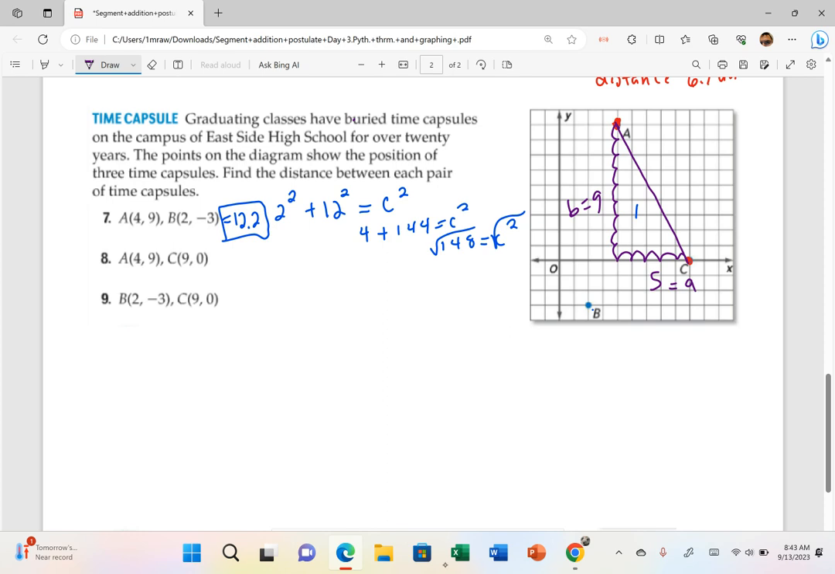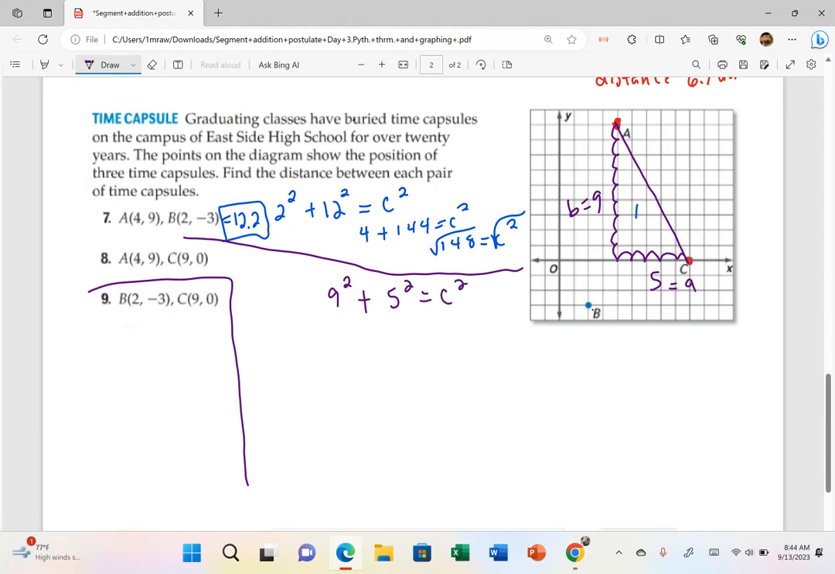So for this one, I'll try and do some work down here. We're going to do 9 squared plus 5 squared equals our distance C squared. So that's 81 plus 25 equals C squared. And that gives me a grand total of 86. Oh, sorry, that's wrong. 81 plus 25 is 106. And then we take the square root because that's C squared. And C is equal to 10.3. And then you can do the last one.